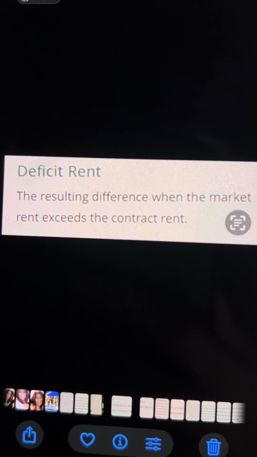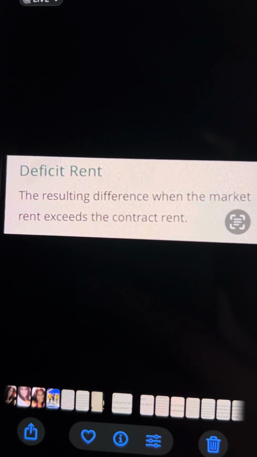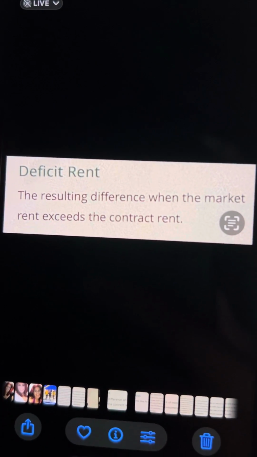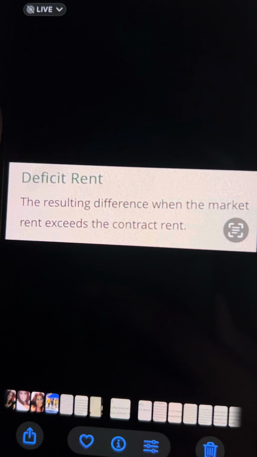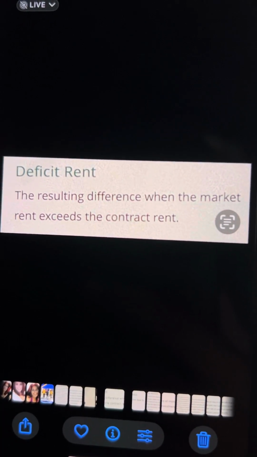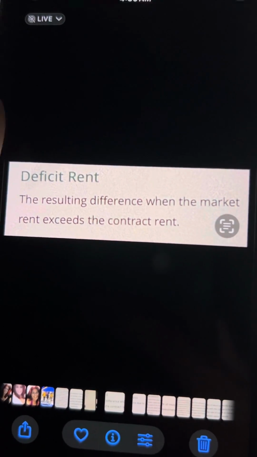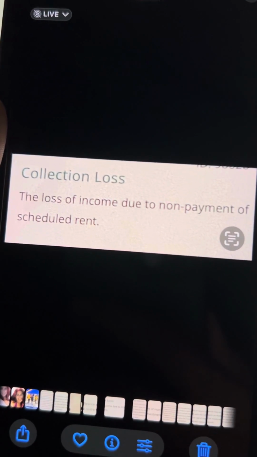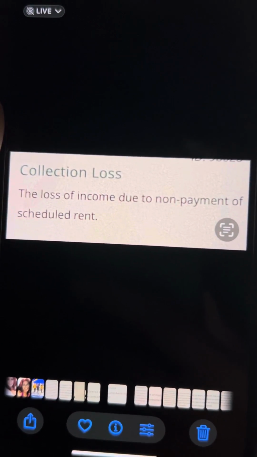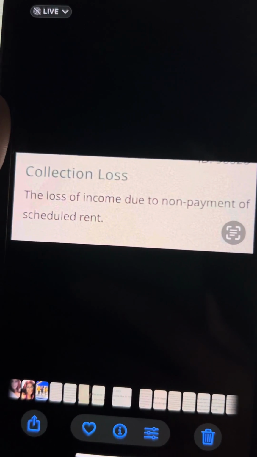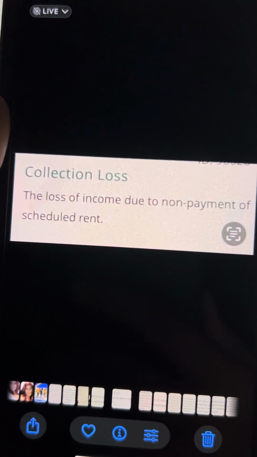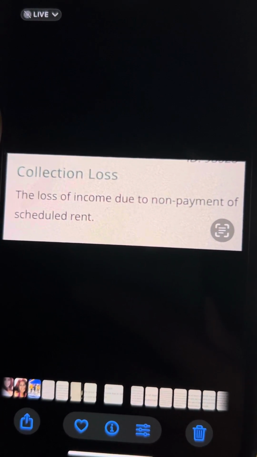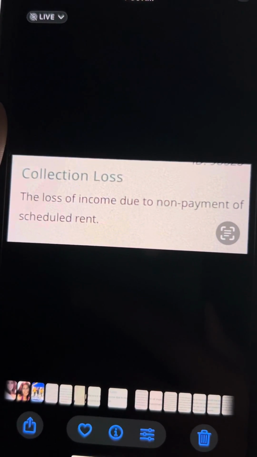Number 4, the resulting difference when the market rent exceeds the contract rent. The answer is deficient rent. Number 6, the loss of income due to non-payment of scheduled rent. The answer is collection loss.